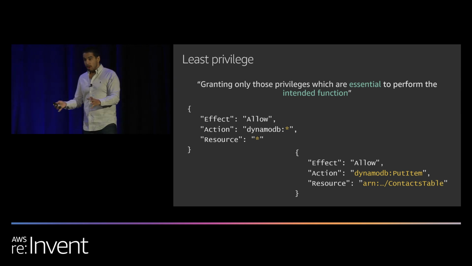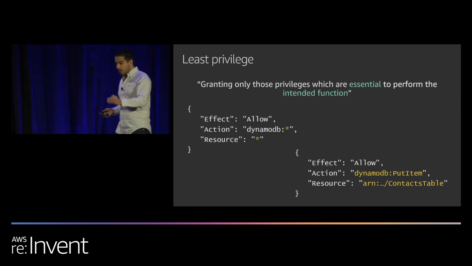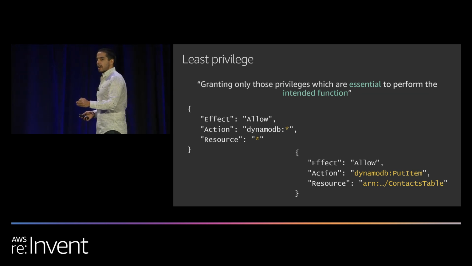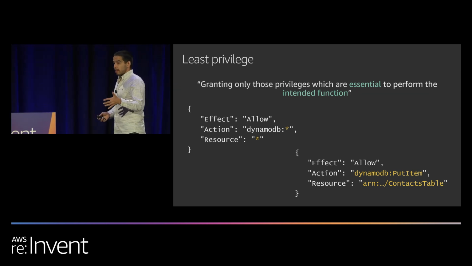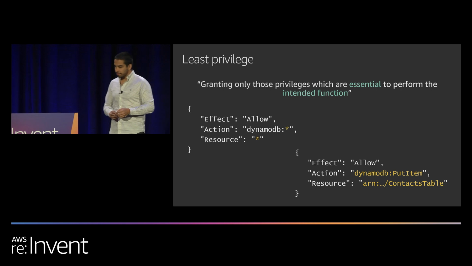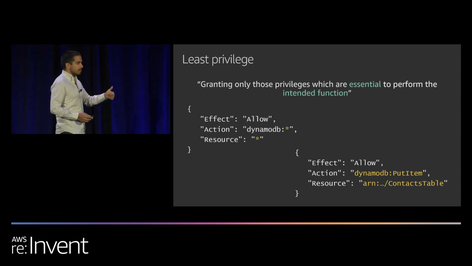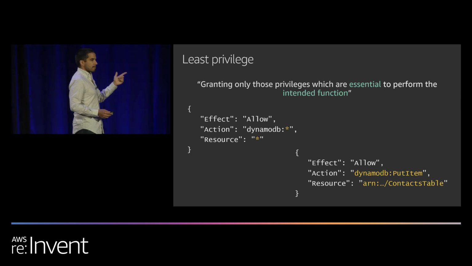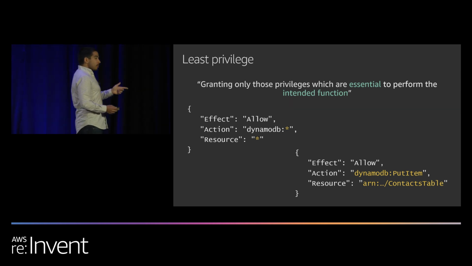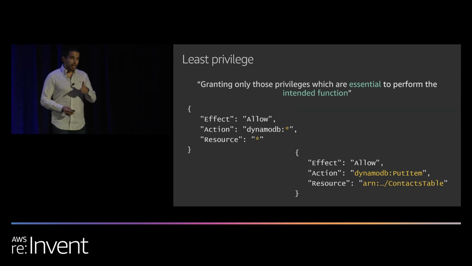So the principle of least privilege is allowing only the minimum privilege necessary for the intended action that you want to make or the functionality in your application. So you need to remember two things. Scope down your policies and avoid the use of wildcards. In scoping down your policies, there's something else that you can do.